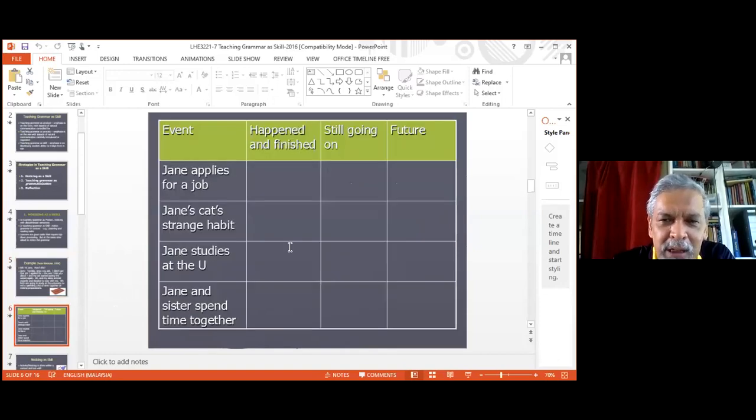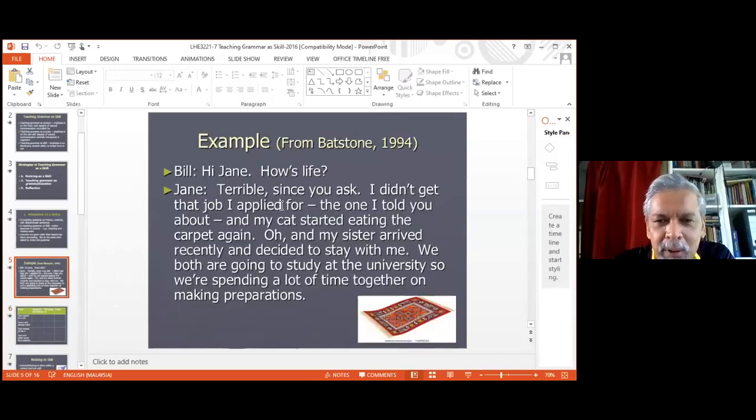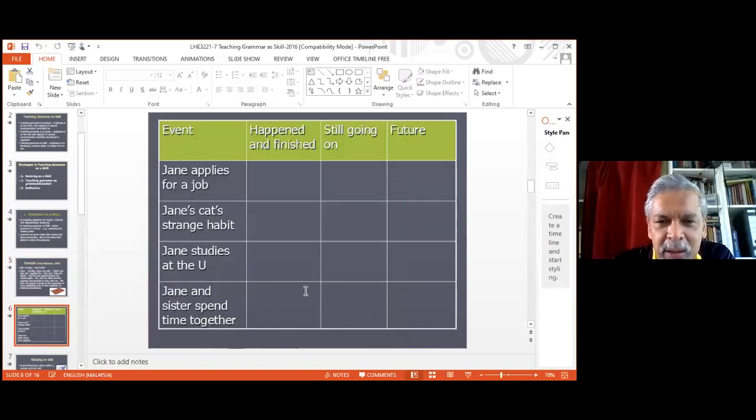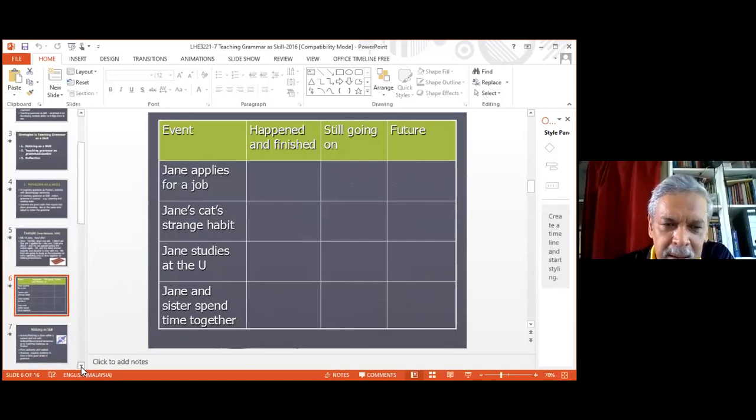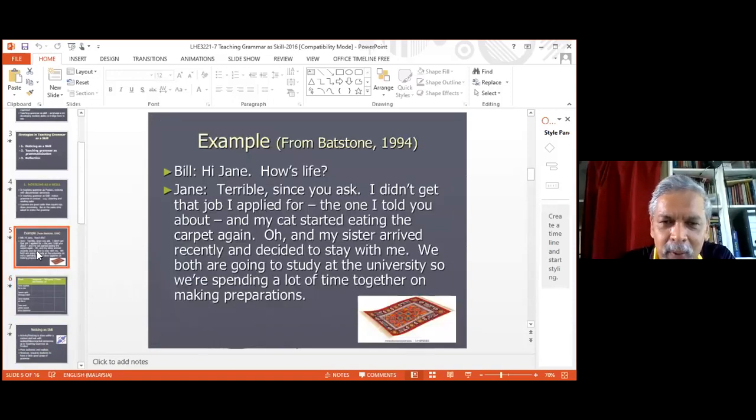So when you fill this in, you will find that for still going on, we'll have started eating the carpet. This one has are studying together, and then you can discuss this if you want to. But this is a skill that the student actually develops, because he thinks, oh, now I understand. This means that it's in the past. This means that it's going on.